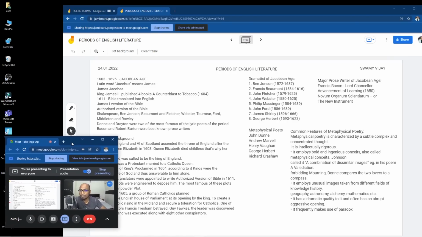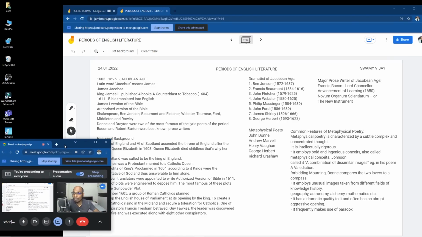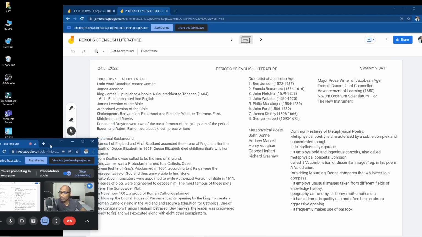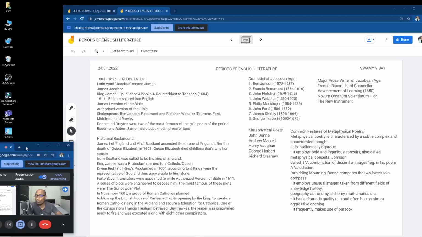Dipti, found the answer? No, sir. If you refer to the old notes which I have given, the word Jacobus is a Latin word, meaning James. So his name James equals Jacob. King James I is the one who came between 1603 and 1625, and he published the authorized version of the Bible in 1611. So is this Scottish Chaucerian King James I the same James I of the Jacobean age? That was my question.